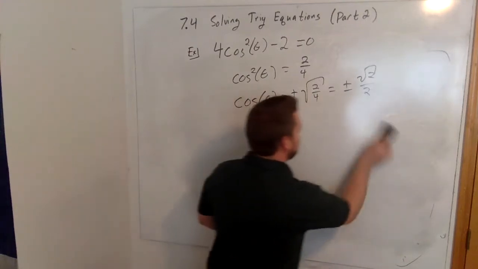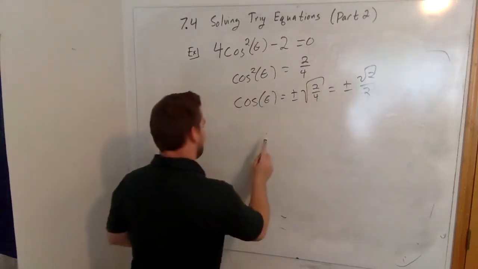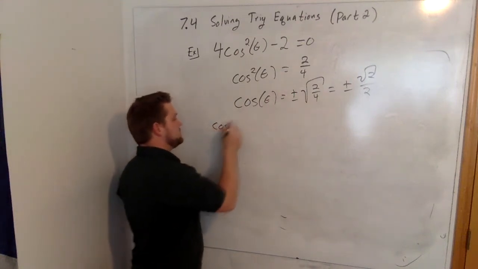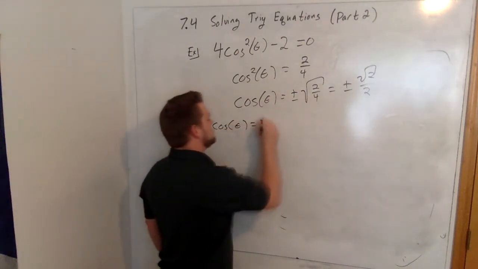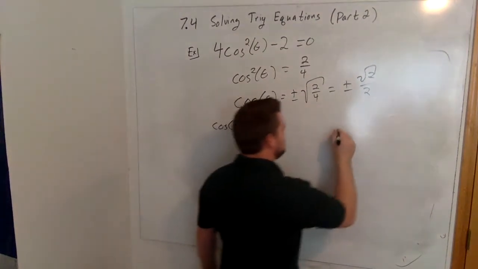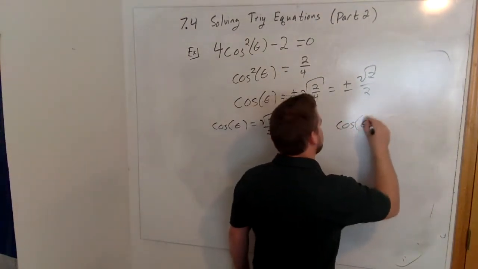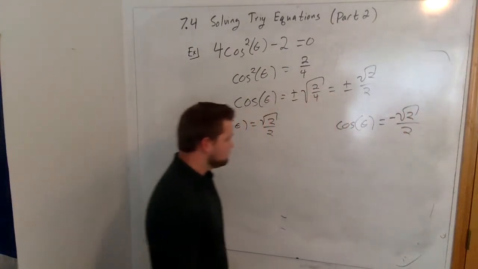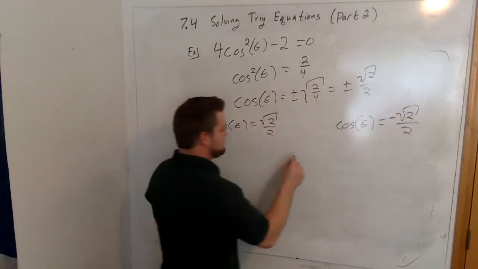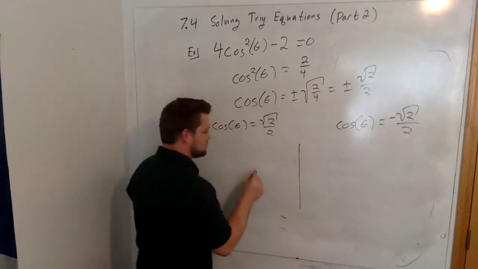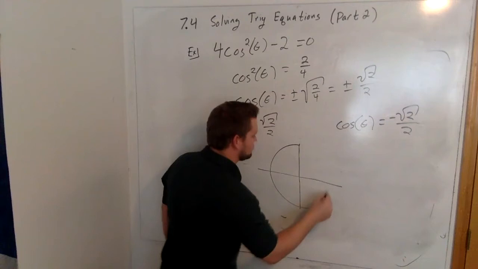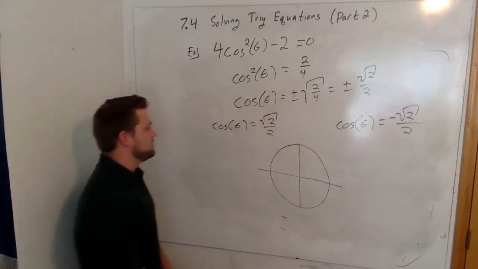All right. So we have 2 equations we need to solve. We have cosine of theta equal to root 2 over 2, or the cosine of theta could be equal to negative root 2 over 2. Okay. Maybe for this one, we could try to solve both of these. These are nice numbers on the unit circle, so maybe we won't even need to use our calculator here.